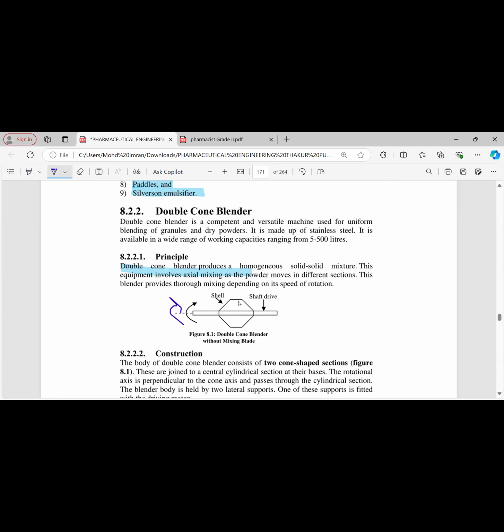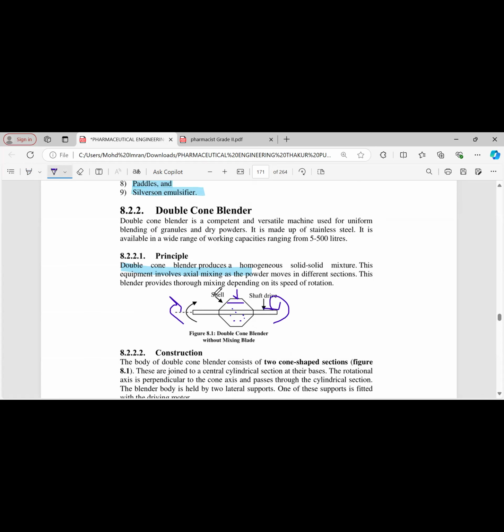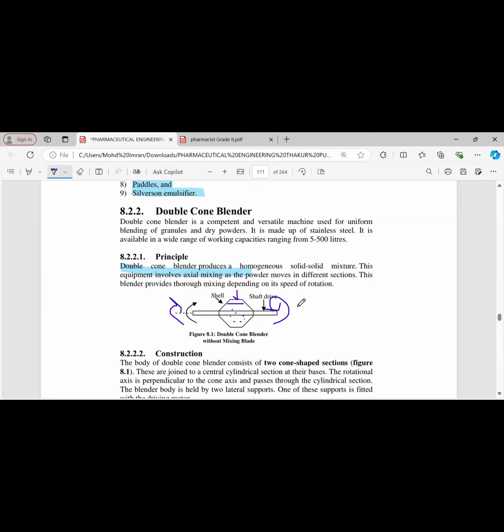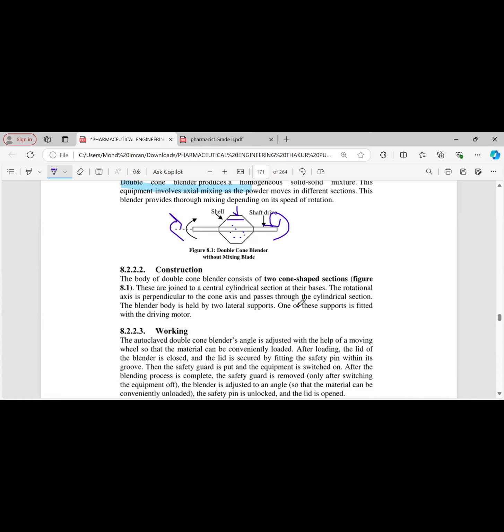So it keeps moving like this. Here you have a cap to open up. We open it, fill up the content to be mixed, and it will move axially like this to mix the particles. So this blender provides thorough mixing depending on its speed and rotation.